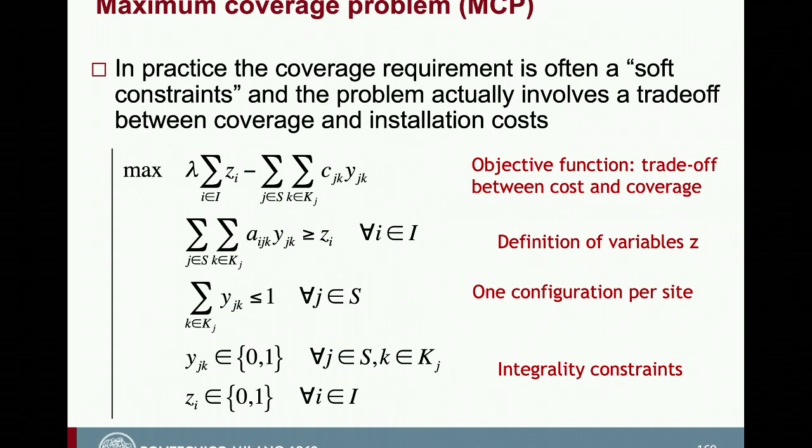So the constraints, of course, are basically the same. The only difference is that the coverage constraint now requires that the number of base stations covering a test point i is greater than or equal to zi. Of course, if zi is equal to 1, then this is exactly equivalent to the previous case. But if zi is 0, because we are deciding not to cover test point i, then this is a constraint which is always satisfied. And the rest of the problem is the same.